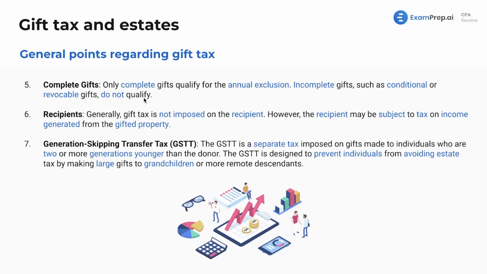Recipients, generally gift tax is not imposed on the recipient. This is like the third time I'm mentioning it, so if you get any questions wrong because of that, I will be a little disappointed. I will not be disappointed, don't you worry, everyone makes mistakes.